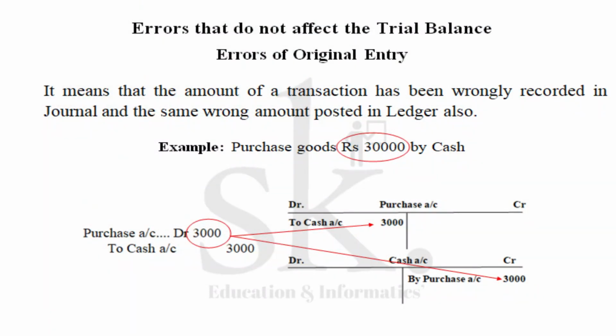A very common mistake which is normally done is errors of original entry. Now it has been mentioned that goods of rupees 30,000 were purchased by cash. Now everything is right. The journal entry is right. Purchase account debit to cash. But unfortunately the amount 30,000 has been written as 3,000 in the journal and has been posted in the ledger. Now your trial balance will tally. Taking into consideration 3,000 rupees, the trial balance will tally. But you are aware of the fact that you have purchased goods worth rupees 30,000 by cash and not 3,000 by cash. So even if your trial balance tallies, there is a fundamental mistake with respect to errors of original entry.